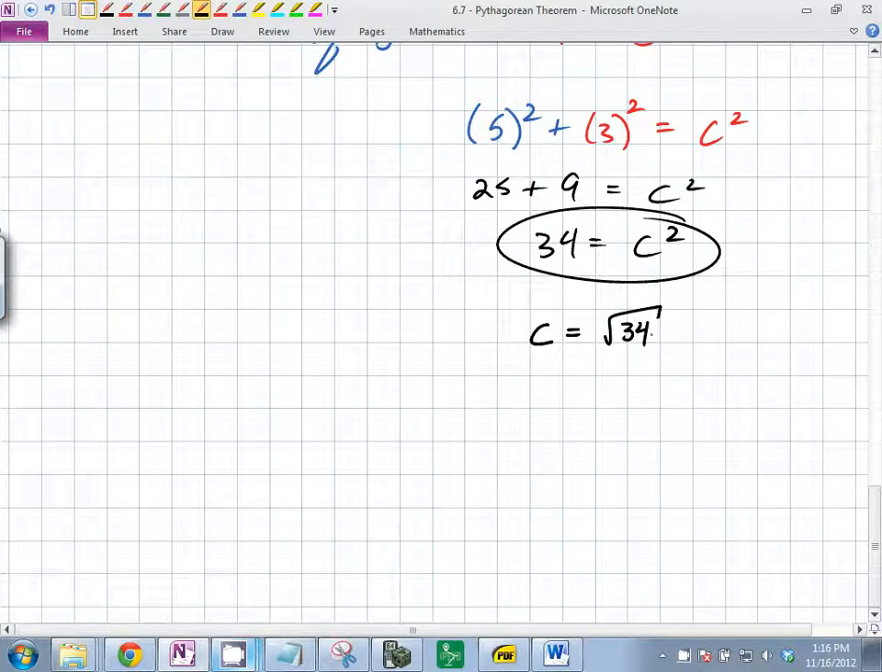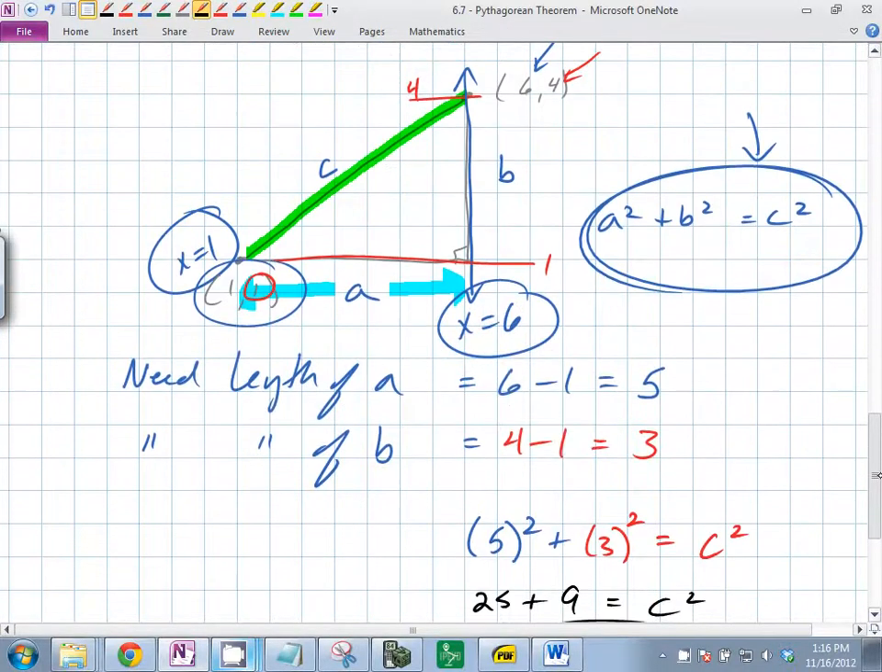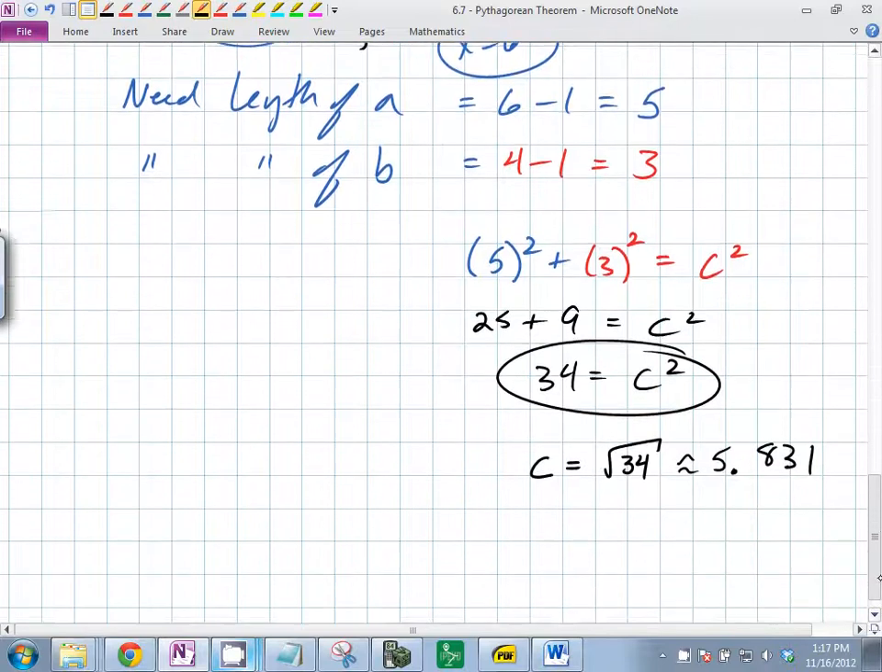You can do that on your calculator, and you end up with a value of about, and go to 3 decimal places. I like 3 decimal places, 5.831. You can check just by logic, does it make sense if a is 5 and this is 3? It has to be longer than 5. So 5.831 does seem to work.